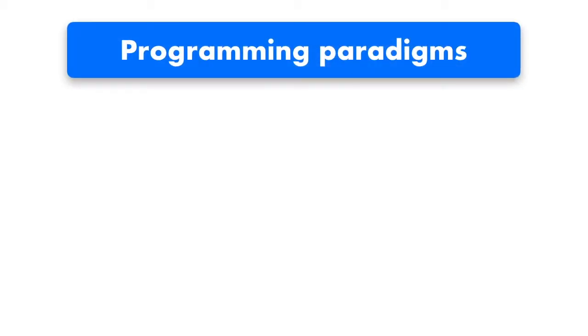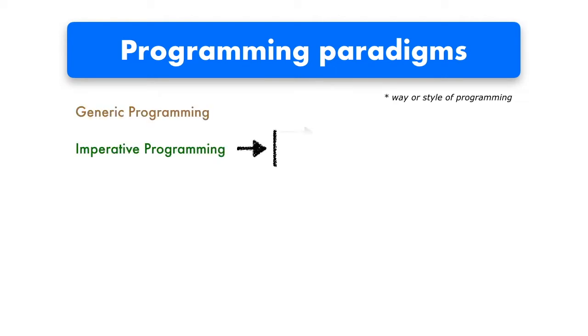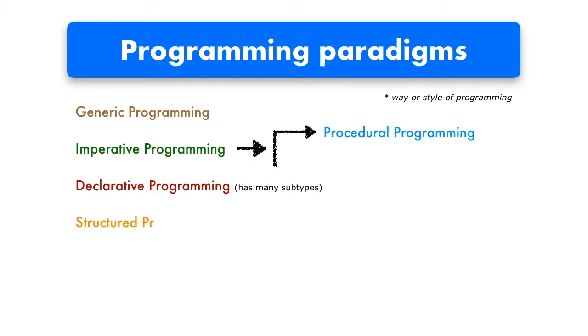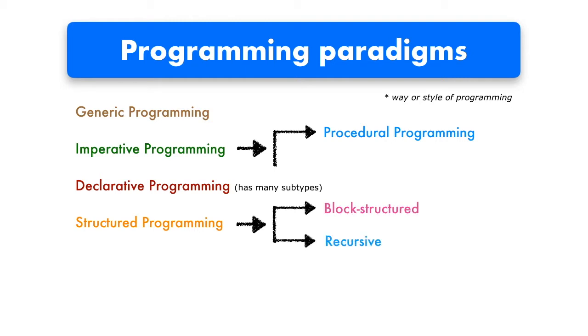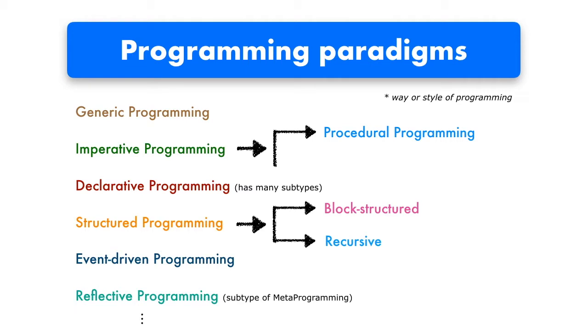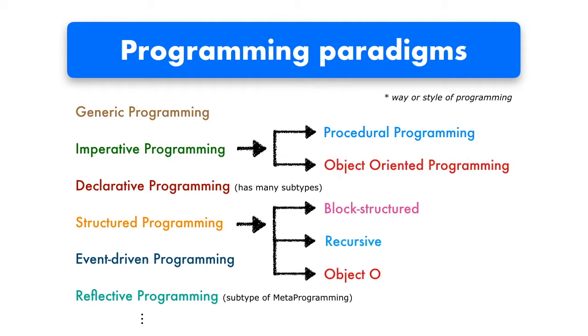Programming languages use several programming paradigms, or you can say styles of programming, like generic programming, imperative programming, which includes procedural programming, declarative programming, structured programming, which includes block structured and recursive programming, event driven programming, reflective programming, etc. Object oriented programming is another programming paradigm. It comes under the type of imperative programming and structured programming.